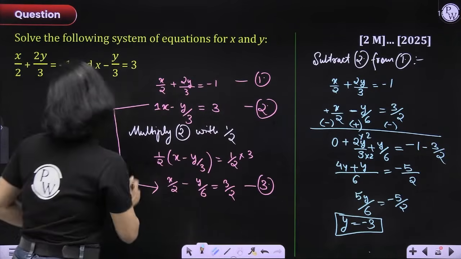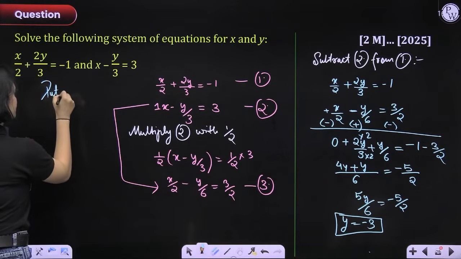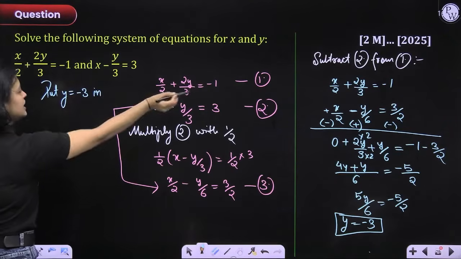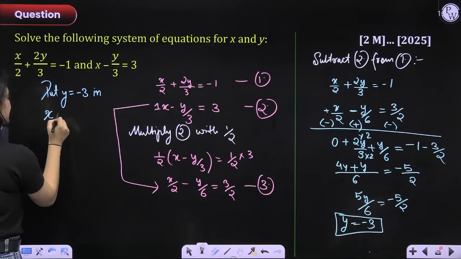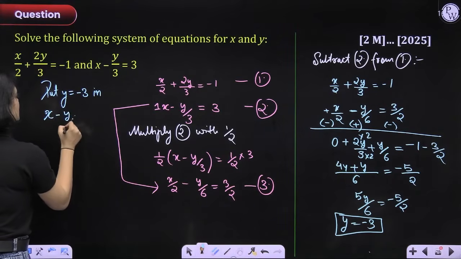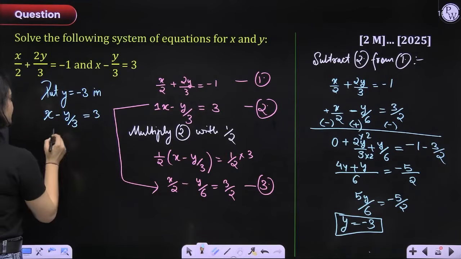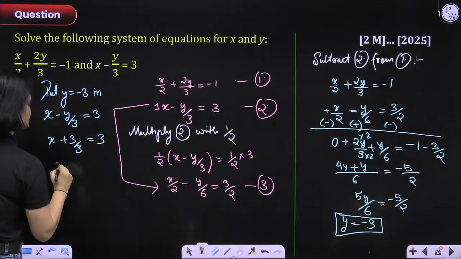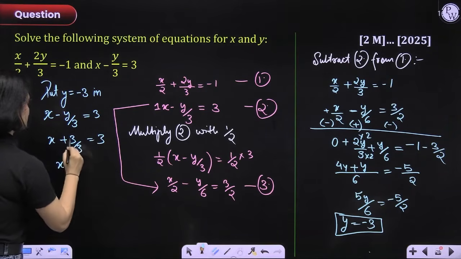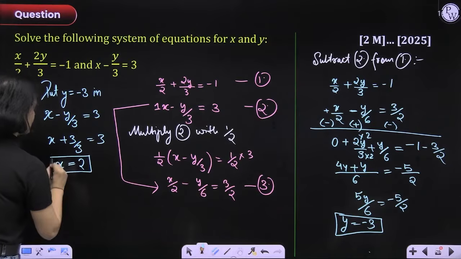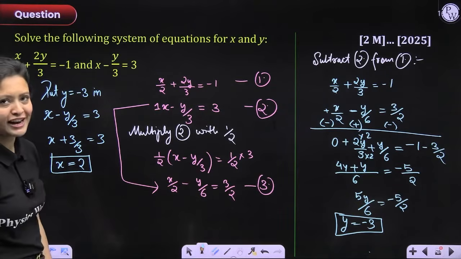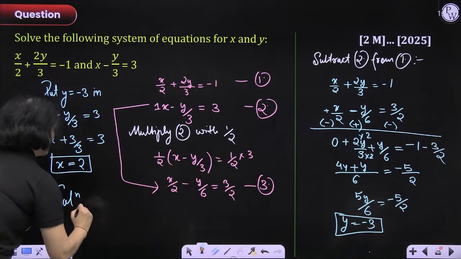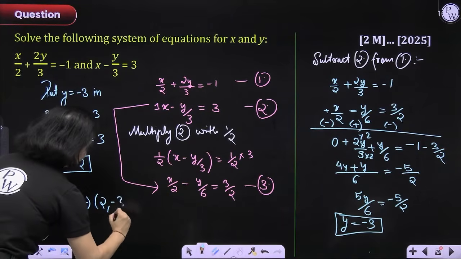Right? So let's just write here, put y is equal to -3 in here. Let's just put it here. X in the second equation, x minus y by 3 is equal to 3, right? So we'll have x plus 3 by 3 is equal to 3. So x comes out to be what? It comes out to be 3 minus 1, which is equal to 2. So x comes out to be 2, everyone, and y comes out to be -3. So what's the solution? The solution looks like this, (2, -3).